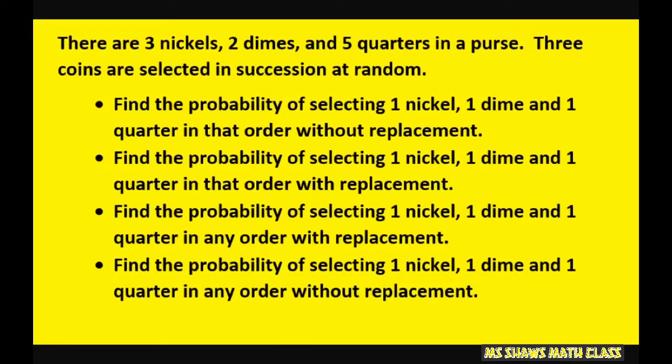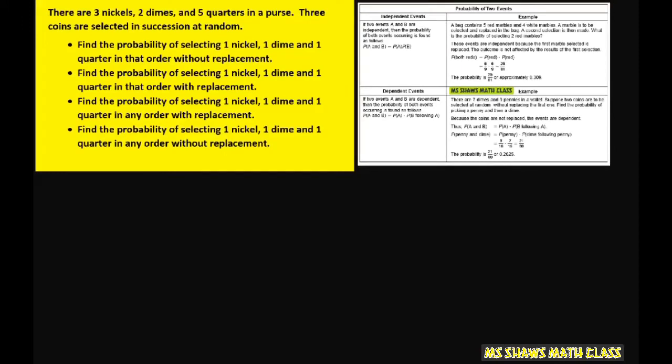Hi everyone. There are 3 nickels, 2 dimes, and 5 quarters in a purse. 3 coins are selected in succession at random. We're going to answer these 4 questions. So basically, what we're talking about is order or not order. We're going to find one nickel, 1 dime, and 1 quarter in that order without replacement.